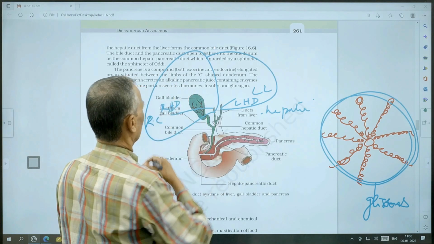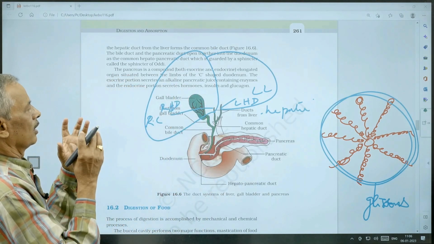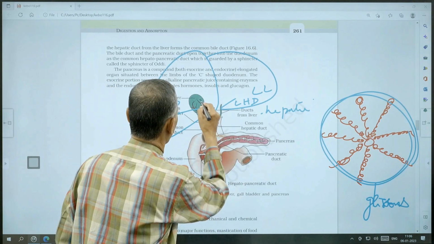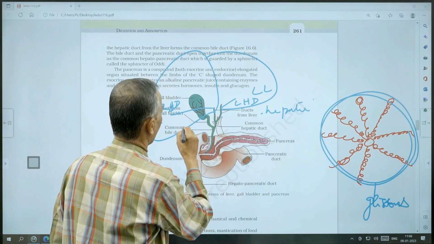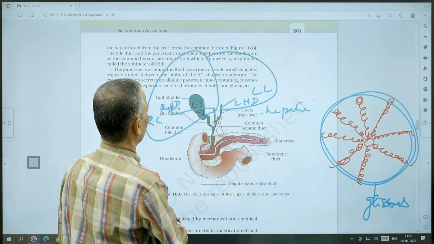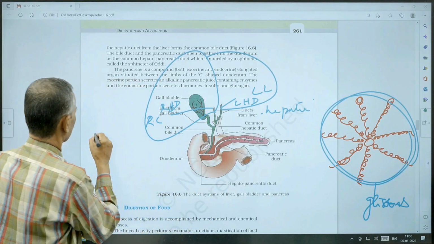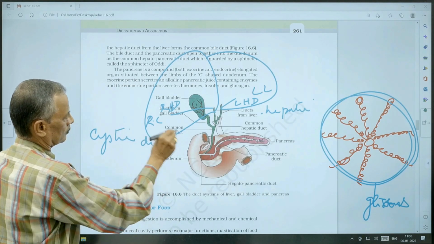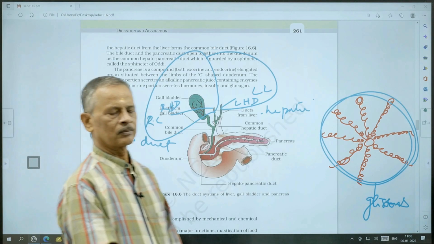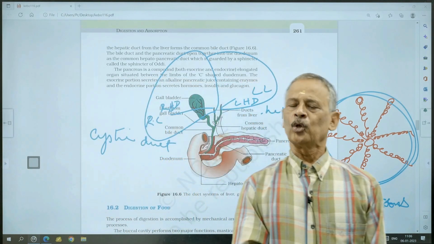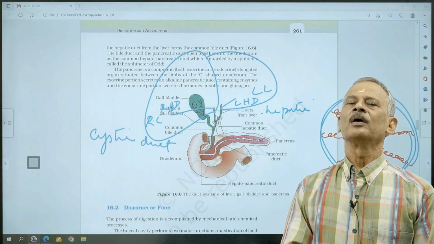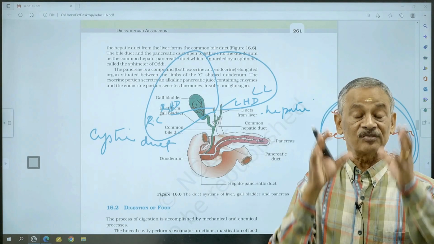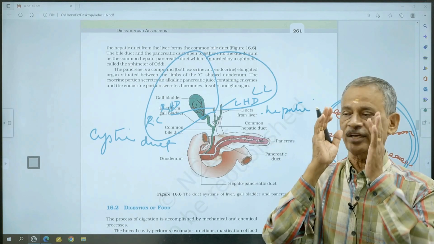This hepatic duct will be receiving a small duct from the gallbladder. That duct is called the cystic duct. The gallbladder not only stores bile but also concentrates it. It is keeping them in a concentrated form.